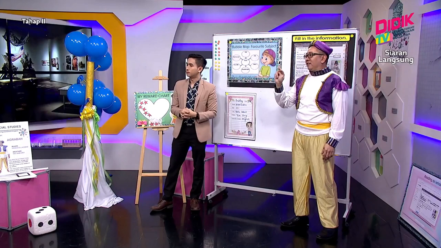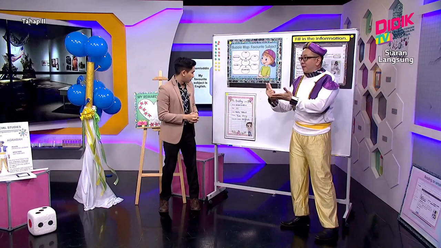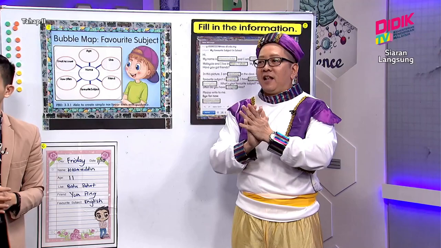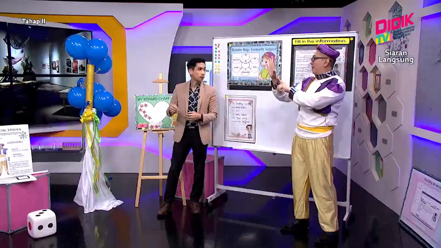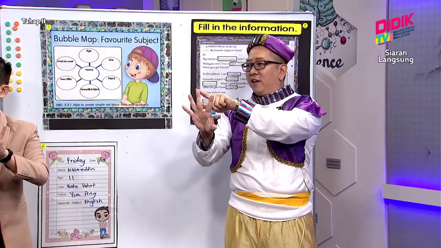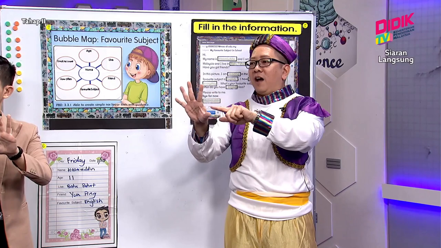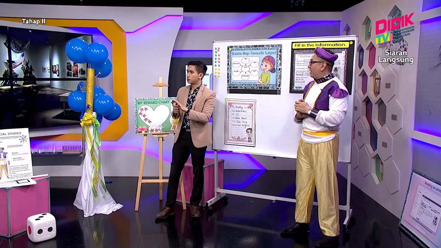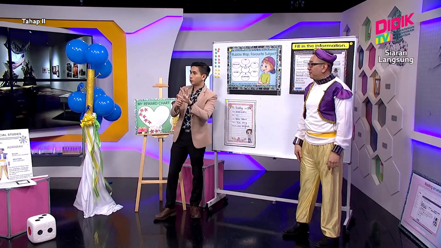It's the same as this list, but it's more complete with the information. So let's take a look. For name, this is the bubble map. We have different items in the bubbles: age, live, friend, favorite subject, how often you have the subject, and the email account. So let's take a look at Hazmiuddin's bubble map.